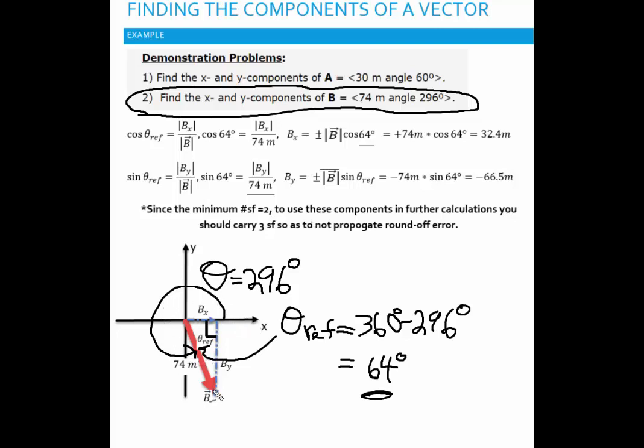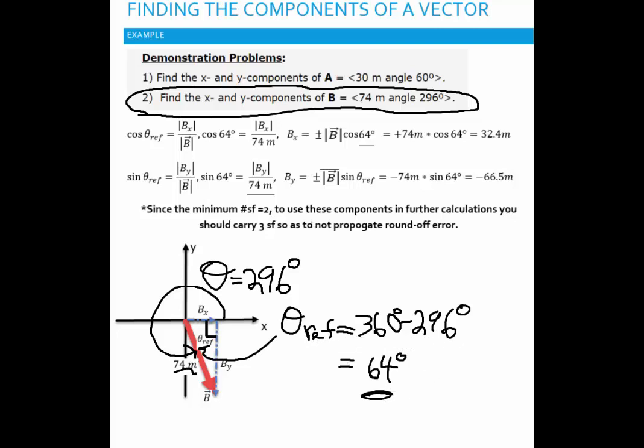Step 2. Complete the reference right triangle, whose hypotenuse is the polar magnitude, in this case 74 meters, and whose other two sides are the x component, b sub x in this case, and the y component, b sub y. Step 3, find the reference angle. Reference angle is the angle between the vector and the positive or negative x-axis, whichever is the closest, so as to make it an acute angle. In this case, that's the positive x-axis. Here we have theta ref is 360 degrees minus 296 degrees, or 64 degrees.